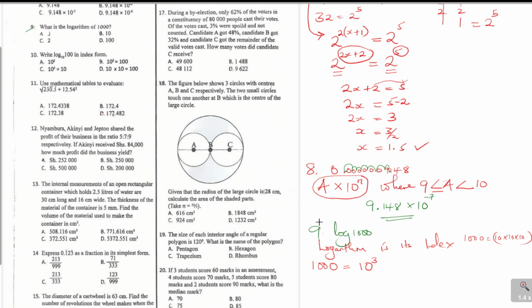Once you do that, we said the logarithm of a number is its index. So when you write that number in power form or index form, you identify the index. The index will be the logarithm. So the index here is 3, and therefore its logarithm is 3. That is 1,000 written in power form to the base of 10. So the logarithm is 3.